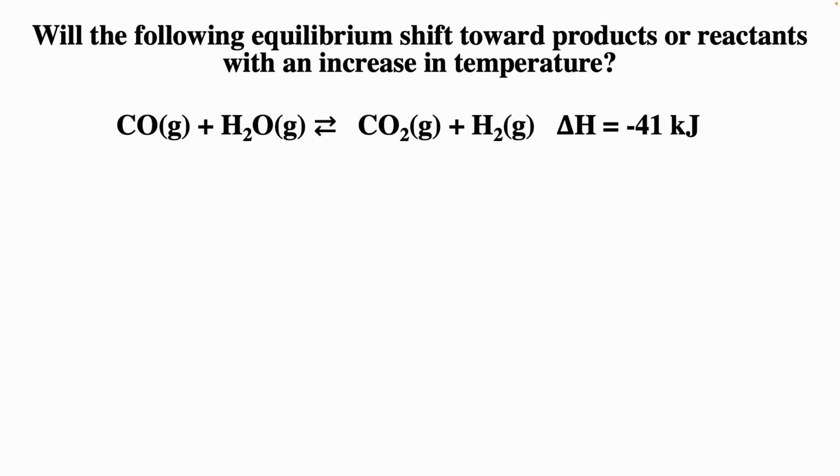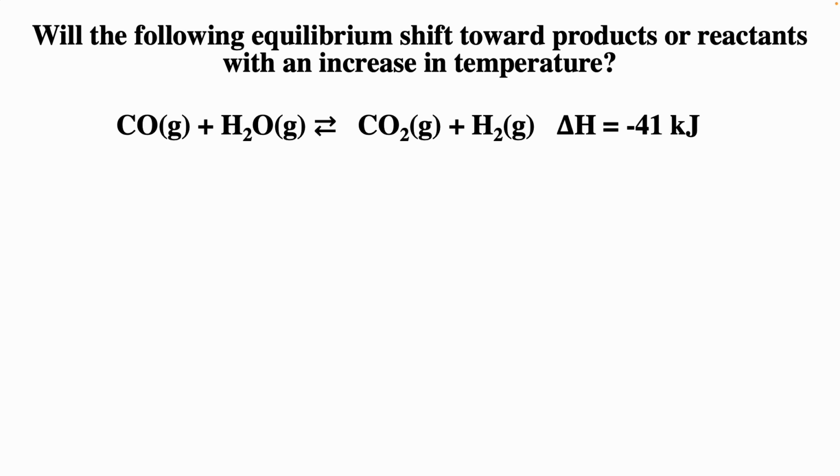Will the following equilibrium shift towards products or reactants with an increase in temperature? Here we have delta H negative. And so again, delta H is equal to Q, heat transfer to the system under constant pressure and assuming no expansion work. And so Q is negative, so that means heat is going from the system to the surroundings. And so this is an exothermic process.